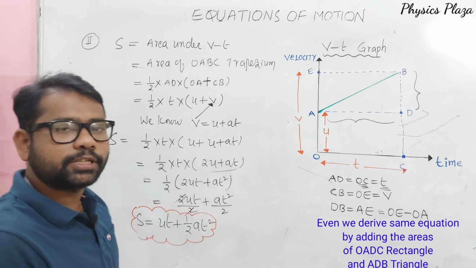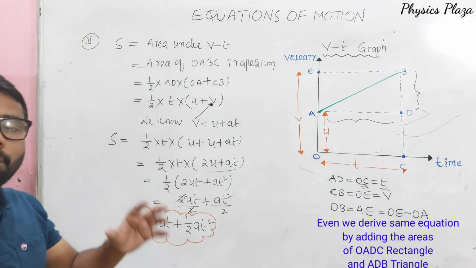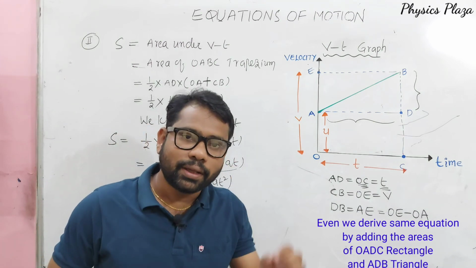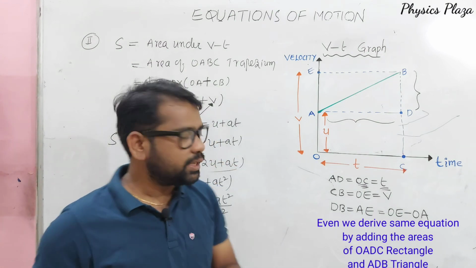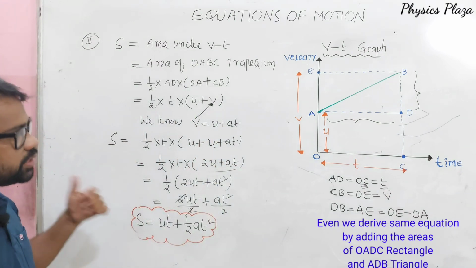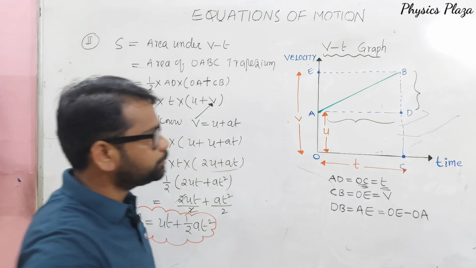Very simple. Children, how could we do it? By finding the area under the velocity time graph, we can derive the second equation of motion, that is S is equal to ut plus half at square. Okay, children, just copy it.